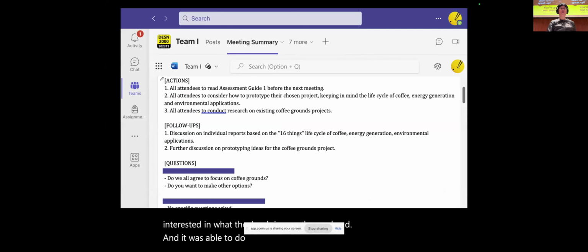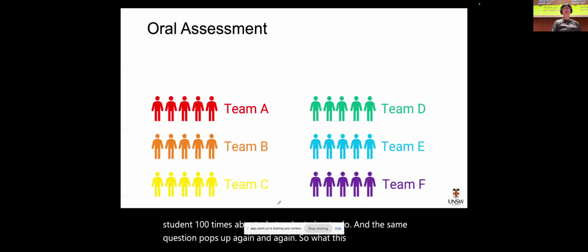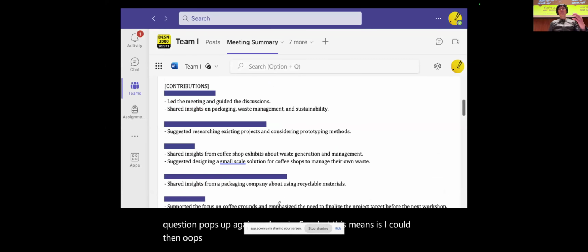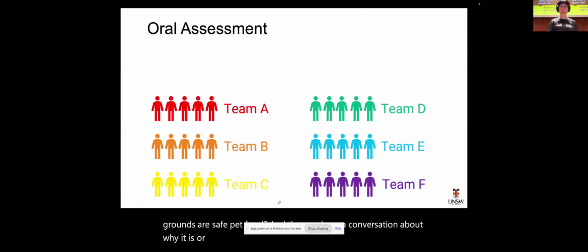It was putting out things like a summary of the meeting, what actions they have decided to take, what sort of follow-up, what kind of questions they have. This is really, really useful, because I've explained to the students 100 times what we're trying to do, and the same question pops up again and again. So what this means is, if I see something is a bit strange, I could go back to the teams, tap them on the shoulder and say, okay, you were saying that you were going to use the spent coffee grounds to feed the dog. Are you sure that coffee grounds are safe pet food? And then we can have a conversation about why it is or why it is not.